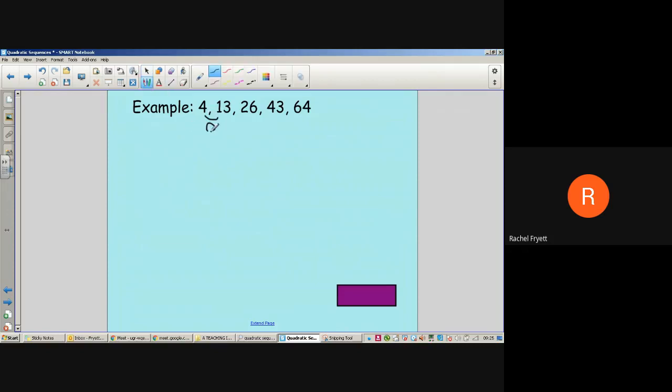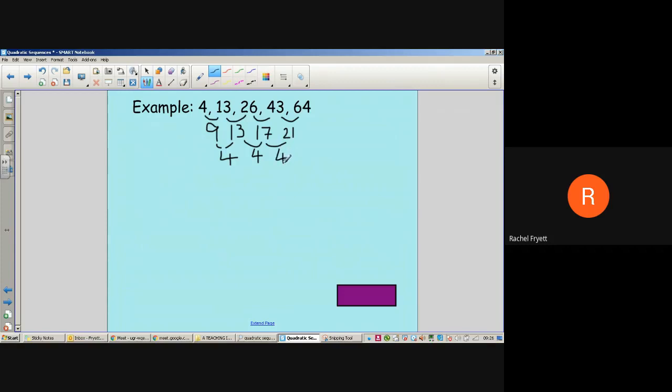My difference there is 9. We've got 13, there we've got 17, and there we've got 21. Now with a linear sequence, these would all be the same. Because it's a quadratic sequence, it's not going to be. In fact, this second difference is what's going to be the same. It's going to be 4 each time.